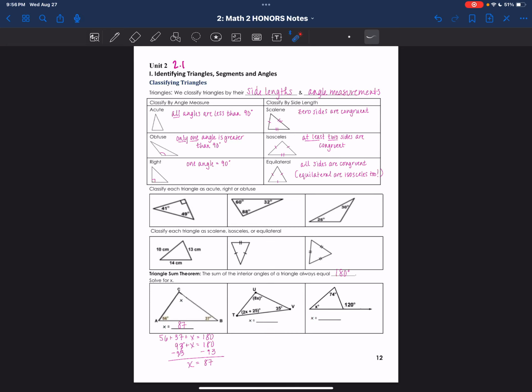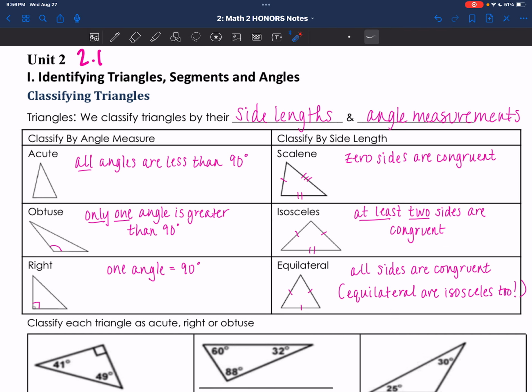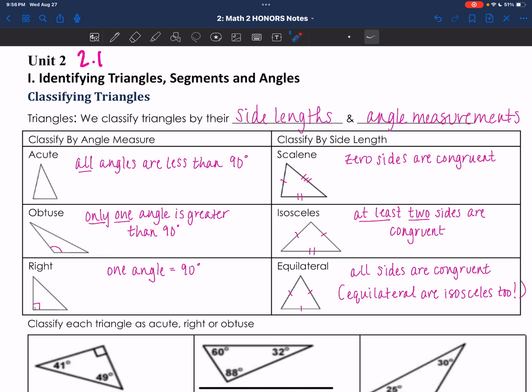All right, today we're going to be identifying triangles, segments, and angles. We're first going to start with classifying triangles. So it's important to know that for triangles, we can classify them by their side lengths and by their angle measurements. So let's first look at angle measurements.